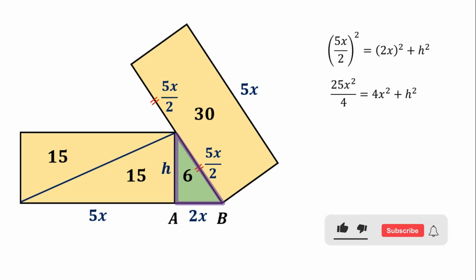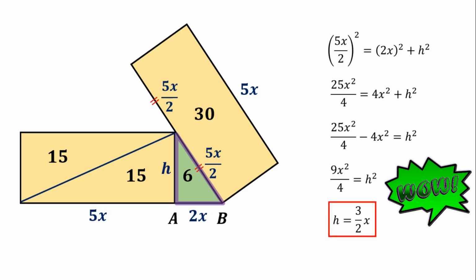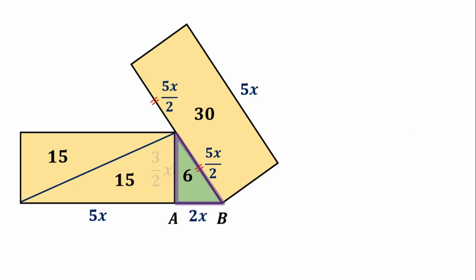Next, subtract 4x squared from both sides of the equation. After simplifying the left-hand side, we get 9x squared over 4. Now take the square root of both sides. This gives us h equals 3x/2. We're almost there.